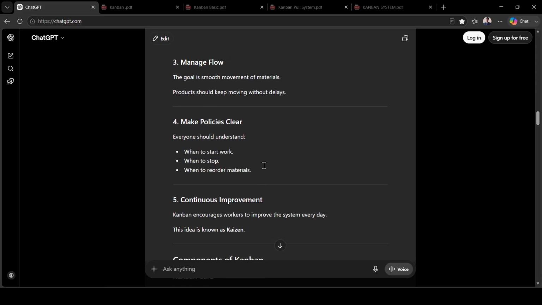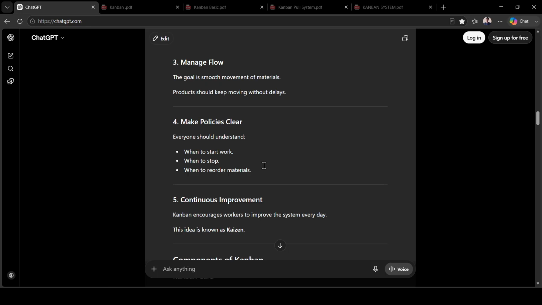So principle 3, manage flow. The goal is to smooth the movement of materials. Products should keep moving without delay. Make policies clear. Everyone should understand when to start work, when to stop, when to reorder materials.